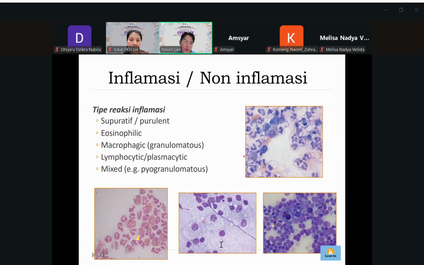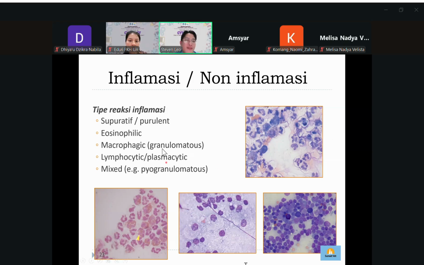And then how do we differentiate between inflammation and non-inflammation? For every lump, for every mass, you have to think about it first: is it inflammation or non-inflammation? If it's inflammation, is it suppurative, eosinophilic, granulomatous, lymphocytic, or mixed? Let's say it's suppurative, it means mostly you're going to see a lot of neutrophils.